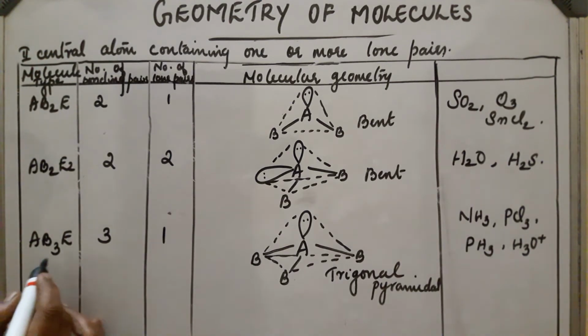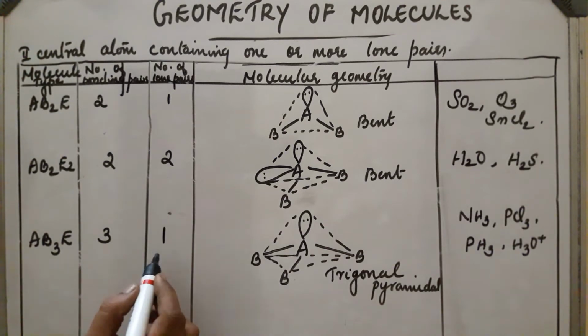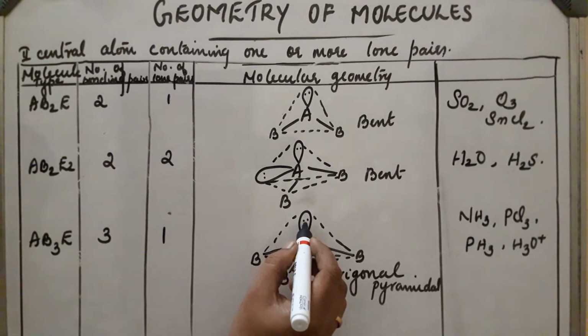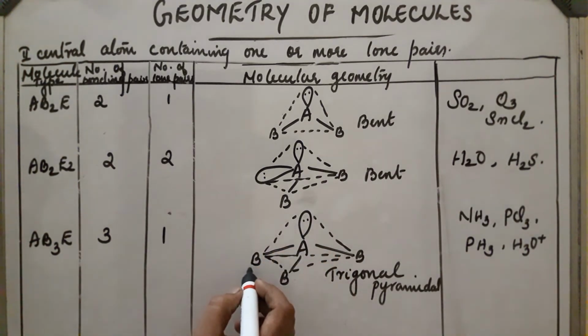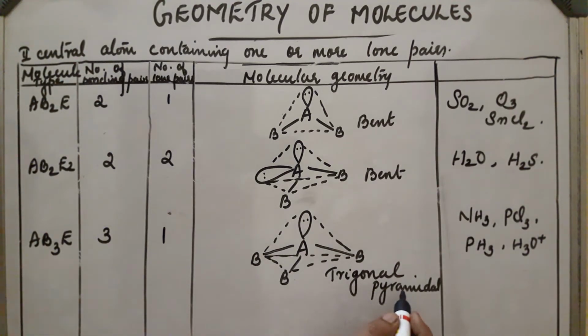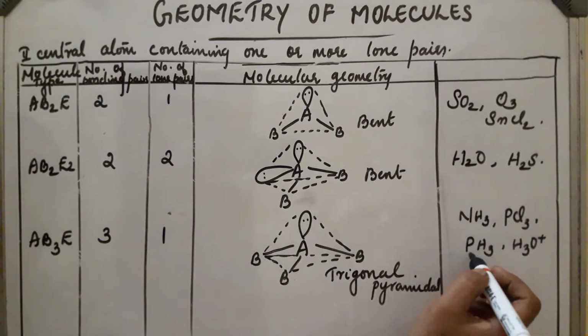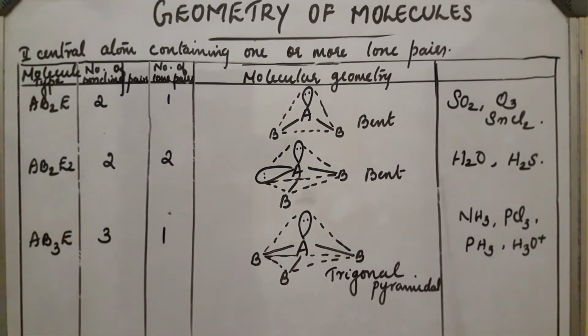Now the third type is AB3E. It contains 3 bond pairs and 1 lone pair. This is again having a tetrahedral shape, but this lone pair occupies more space and the BAB angle is again reduced from the tetrahedral angle and the shape is trigonal pyramidal. Examples are NH3, PCl3, PH3 and H3O+.